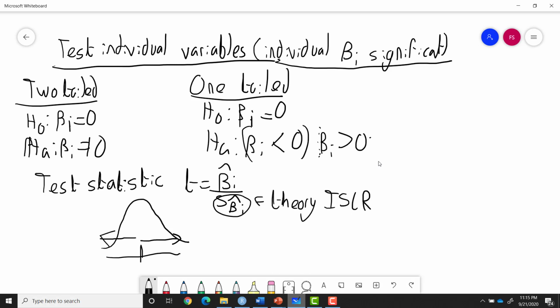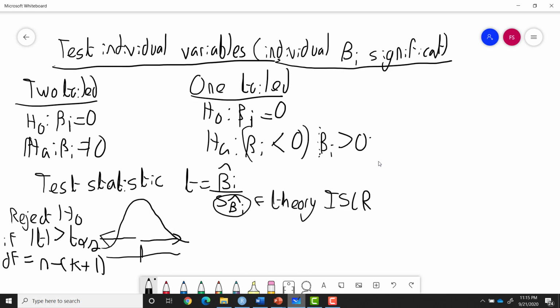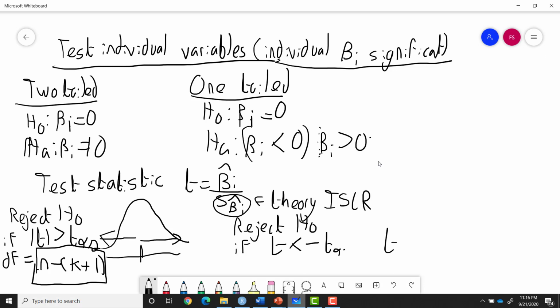And for a two-tail, it's exactly the same. We're going to reject H0 if the absolute value of t is greater than t alpha over 2. It's exactly the same as the stuff we did in chapter 2. The only thing is the degrees of freedom is going to be n minus k plus 1. As we calculate more parameters, we lose degrees of freedom. So it's exactly the same as the t-test you did before, but with different degrees of freedom. And again, for the one-tailed, we're going to reject H0 if t is less than minus t alpha, or for the second instance, if t is greater than t alpha.